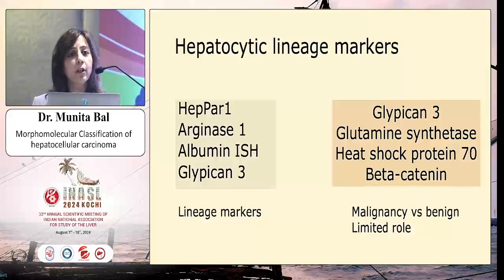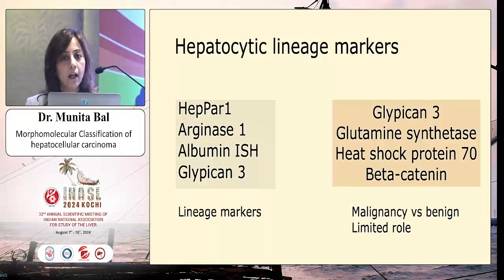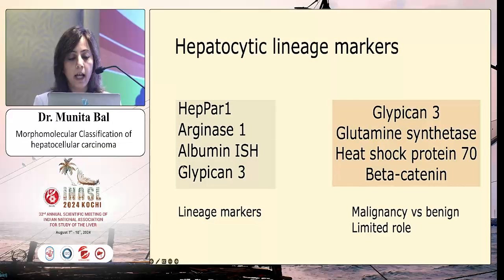There are some immunohistochemical markers that can help us identify hepatocytic lineage. So hepatocytic cells are positive for HepPar, arginase. They show albumin on in situ hybridization, and glypican-3. So these are usually lineage markers. You can only identify that the cells are hepatocytes, so they help in distinguishing hepatocytes versus other lineage tumors which can metastasize to liver.